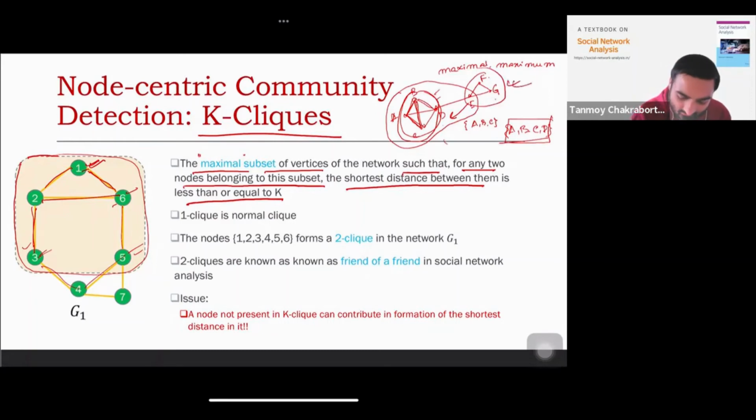So this is a maximal click, this is a maximal click, right? Now what is maximum among them? The one which has the largest size. So here the maximum click is this one. So a maximum click is also a maximal click, but not the other way around. Clear? So a K-click is a maximal subset of vertices such that any two nodes belonging to the subset have distance less than or equal to K.